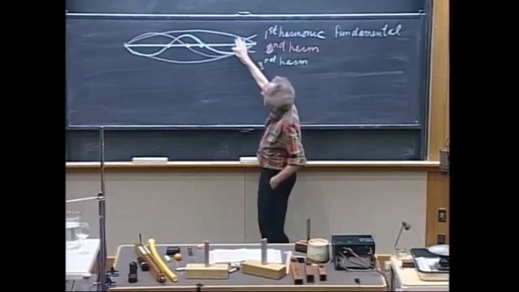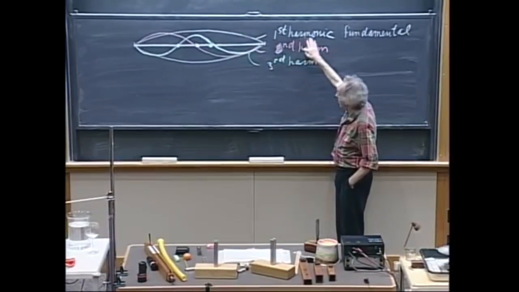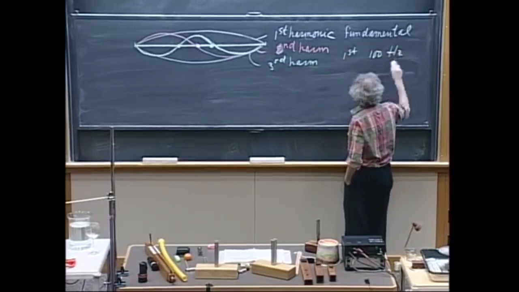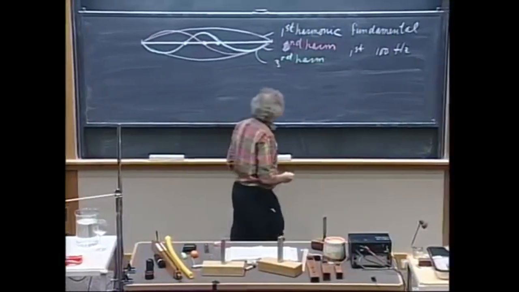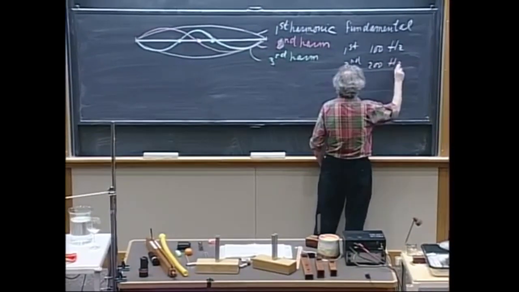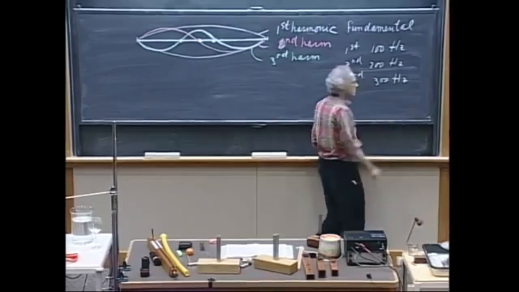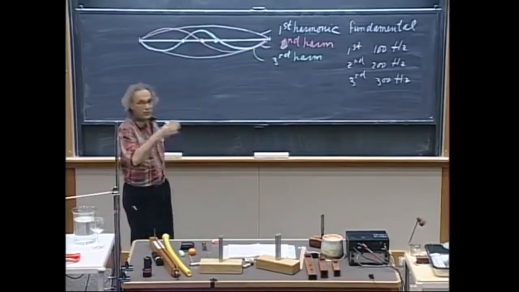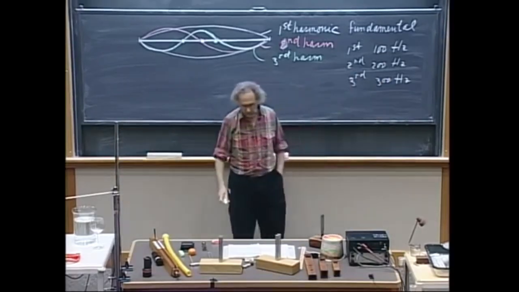If the lowest possible frequency, which is the first harmonic, were 100 hertz, and that depends, of course, from instrument to instrument, so I just picked 100, that's an easy number, then the second harmonic is 200 hertz, and then the third harmonic is 300 hertz. So they come in a very easy series. 1, 2, 3, 4, 5, etc.